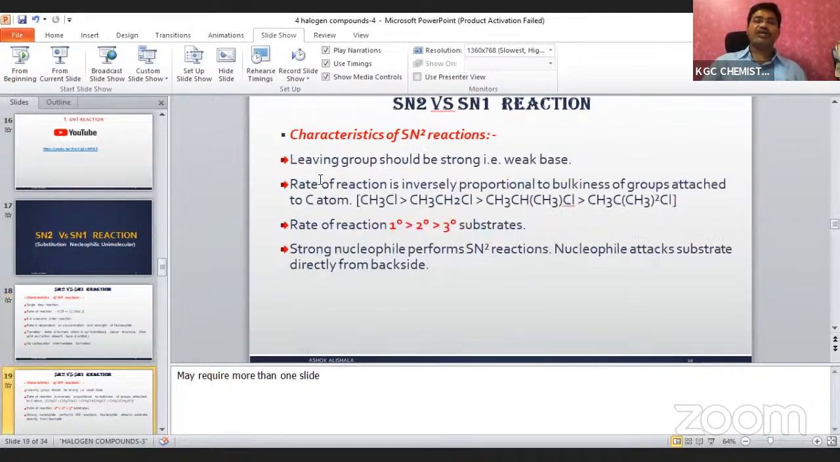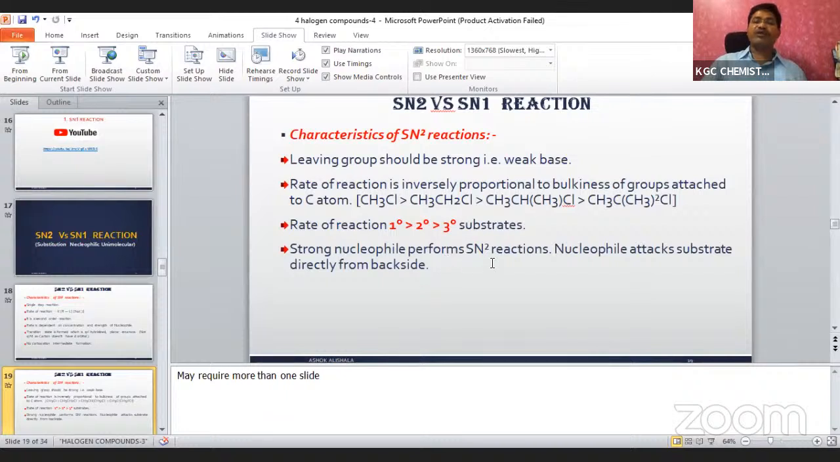The leaving group is a strong acid's conjugate, that is a weak base. The rate of reaction is inversely proportional to the bulkiness of the groups attached to the carbon atom. Methyl chloride is highly reactive towards SN2 compared to ethyl chloride, and with increasing bulky groups the ease of undergoing SN2 decreases. The rate of reaction for primary is greater than secondary alkyl halide, which is greater than tertiary.